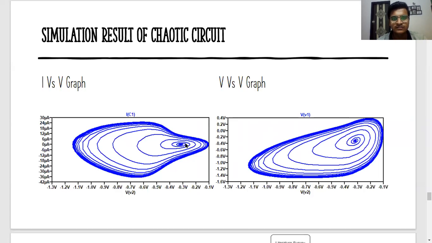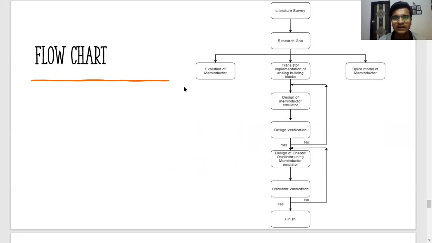So these are the results which we got, and as you can see from the results, it follows the chaotic oscillator behavior, but it is not periodic as mentioned before. So this is the I versus V graph, and this is the V versus P graph of the same chaotic oscillator circuit. Now this is the flowchart, as you can see.